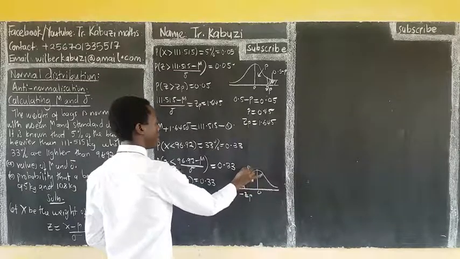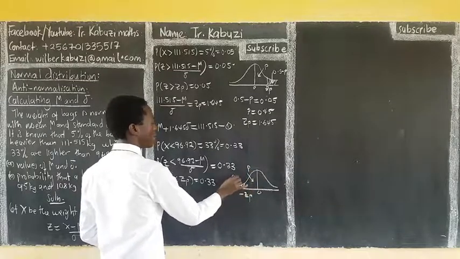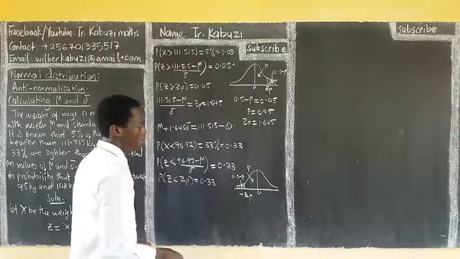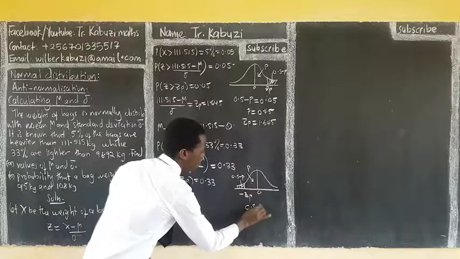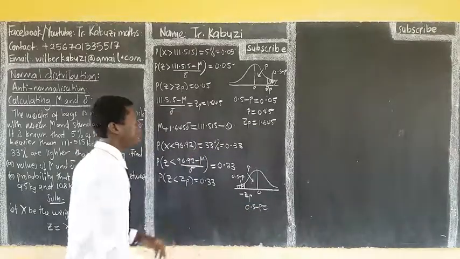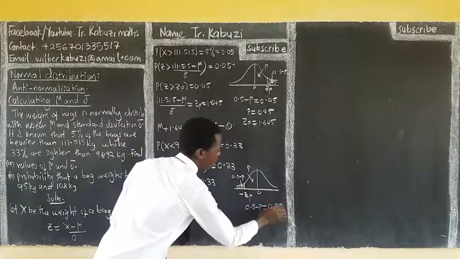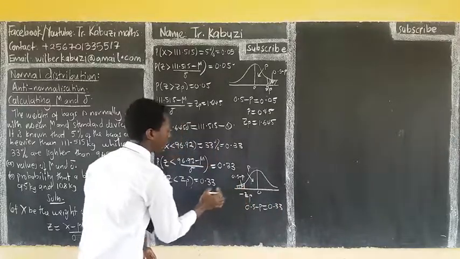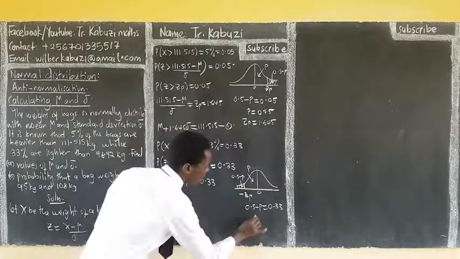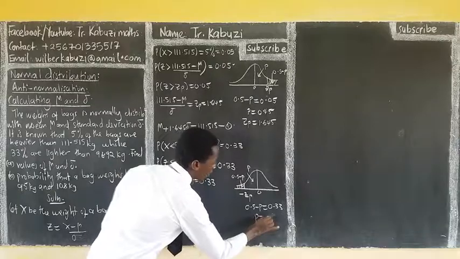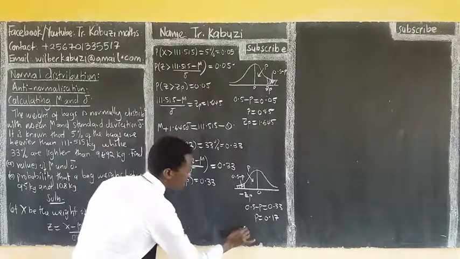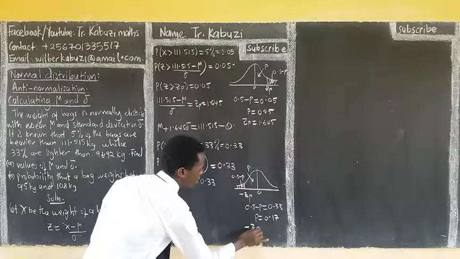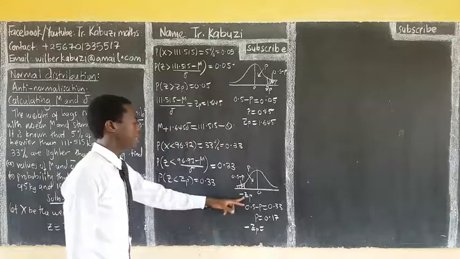If this is P, then this is going to be 0.5 minus P. So they are telling us that now our 0.5 minus P is now 0.33. So the whole of this probability here is this. So our P there will be 0.17. Now we read that, so it's going to be negative ZP. It's the value I'm getting because it's this side.